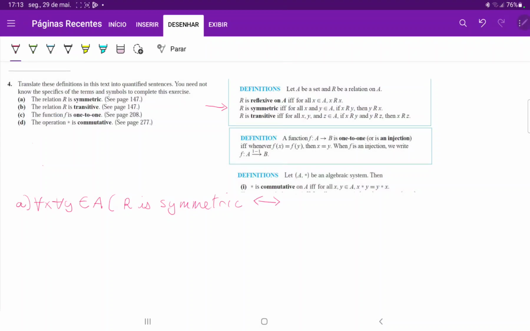So if and only if, then we have a conditional here, right? We're saying if X R Y, then Y R X. So we have a conditional inside a biconditional, and then we have to close those parentheses.